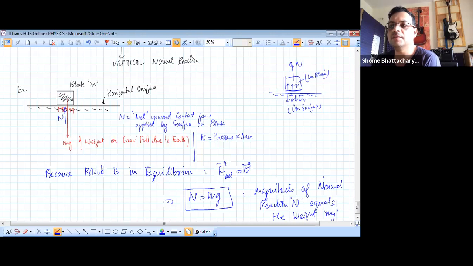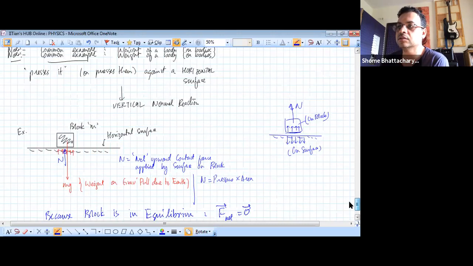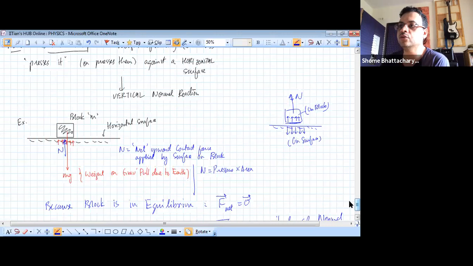Okay, and balancing it. The chapter is mostly about numerical problem solving, but we have to understand the theory part first. So is this example of normal reaction clear? This is the most common everyday example of normal reaction. So just make a note of this first.